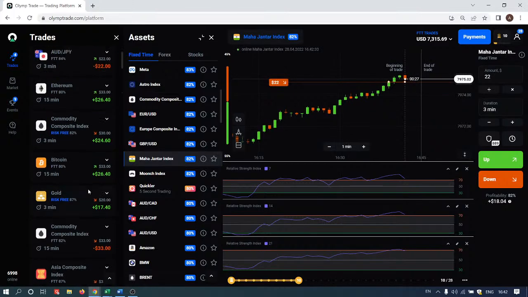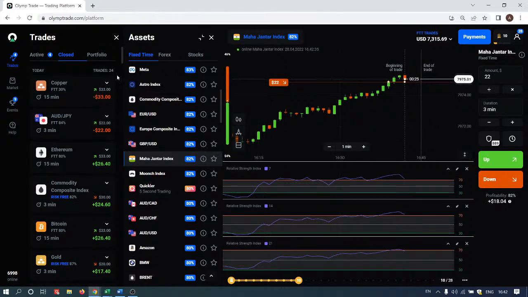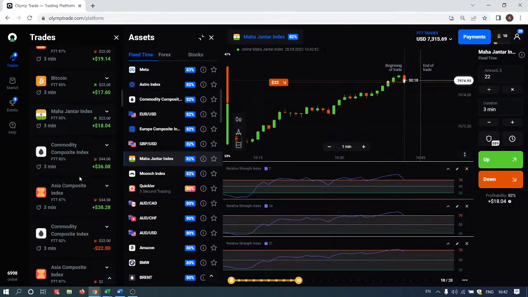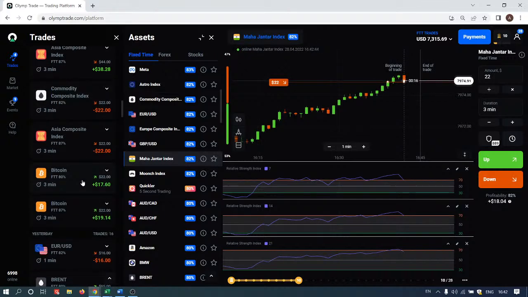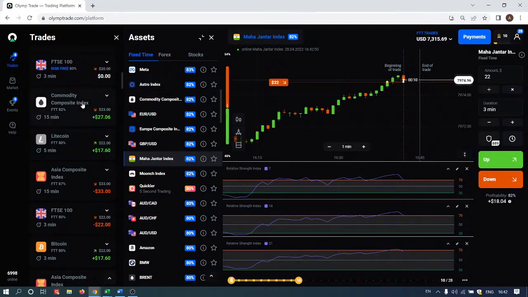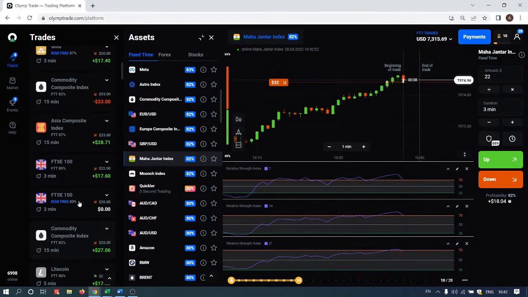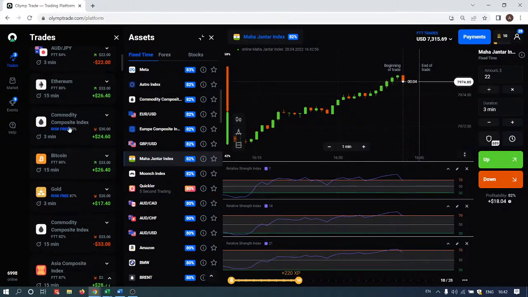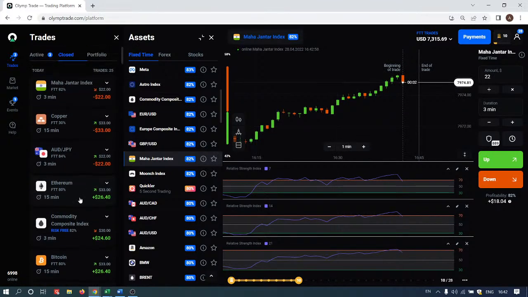Now my long-term trades. So I have losing trades. 1, 2, 3. So 3 losing trades. And winning trades. Now back to winning trades here. 1, 2, 3, and 4. Yes, that's 4 winning trades.